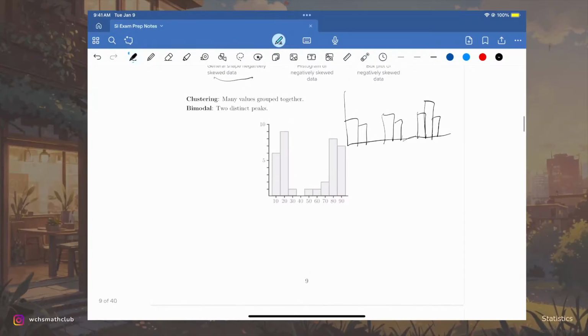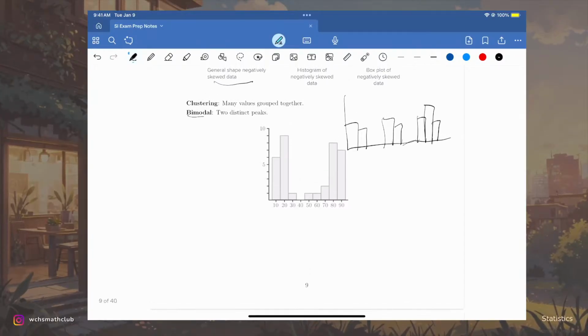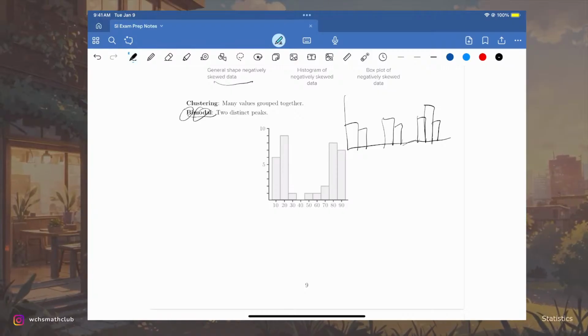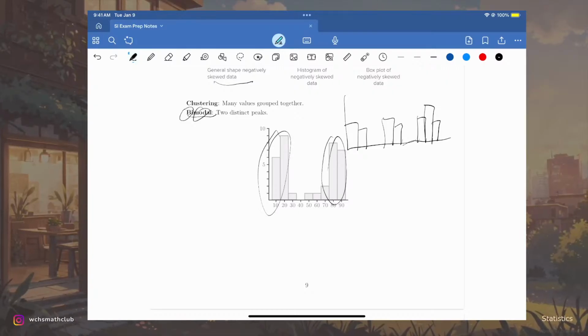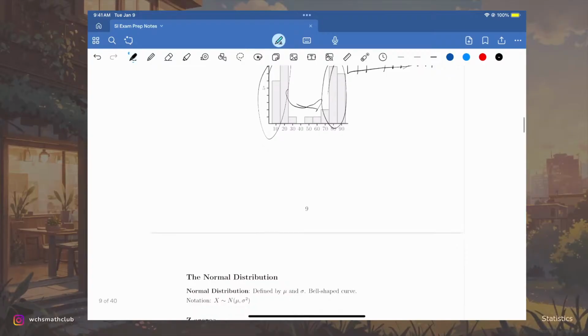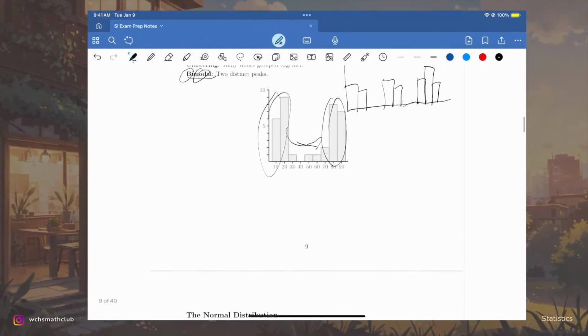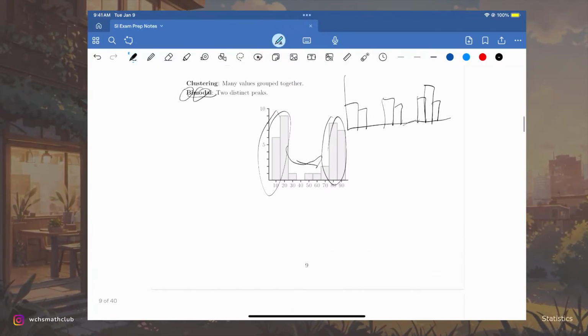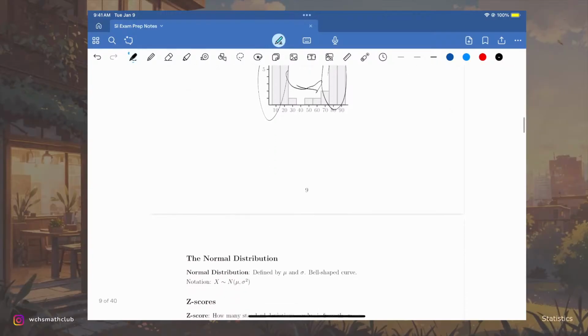Next is bimodal. What this means is you can break down the word: bi, or two modes. So there's two very distinct peaks. Like in this graph, here's a pretty distinct peak, and then here's a pretty distinct peak, and there's not much in the middle. And sometimes bimodal graphs you'll see are pretty symmetrical, although they're not necessarily.